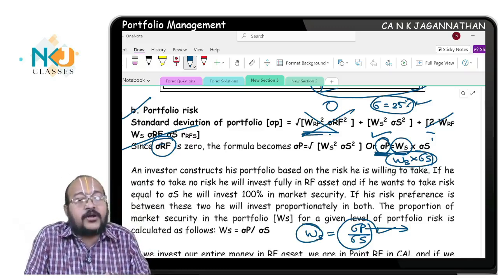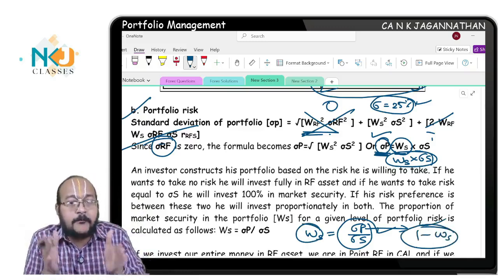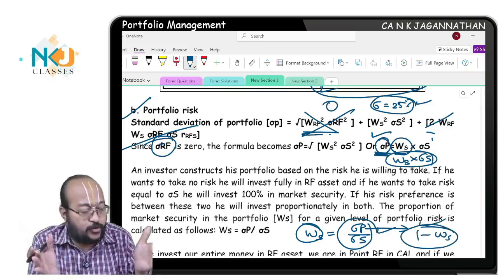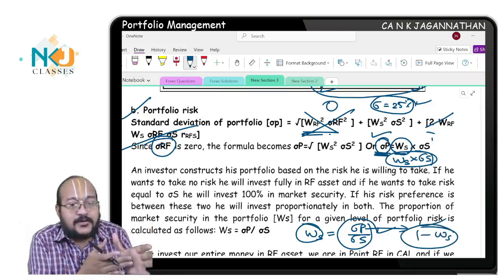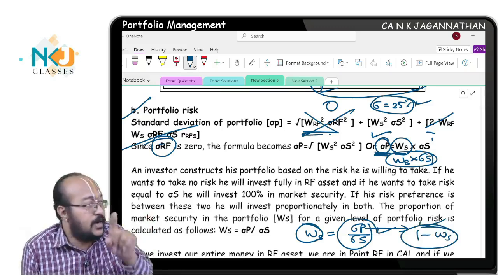And how to find the weight of the risk-free asset? Very simple, 1 minus WS. Are you all understanding? If only two securities are considered in a portfolio and the weight of the risky asset is 60%, what is the weight of the balance, RF? Balance 40%. Like this, you need to calculate. Are you all clear with this?